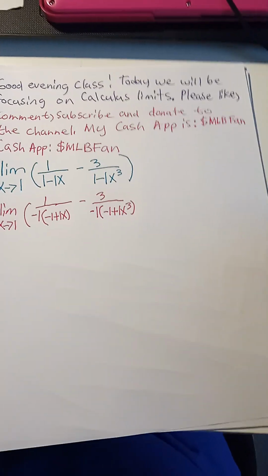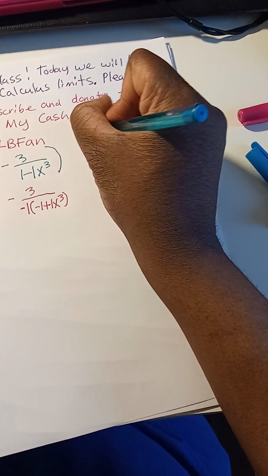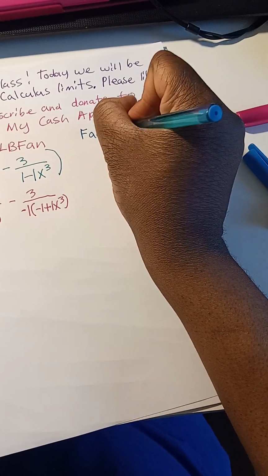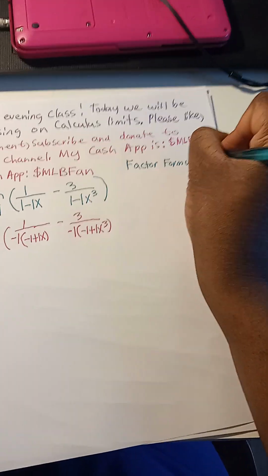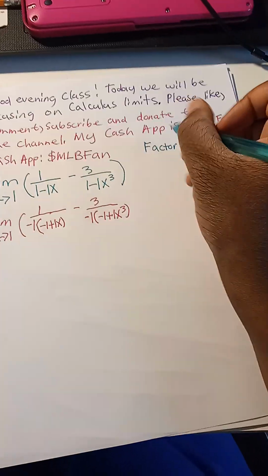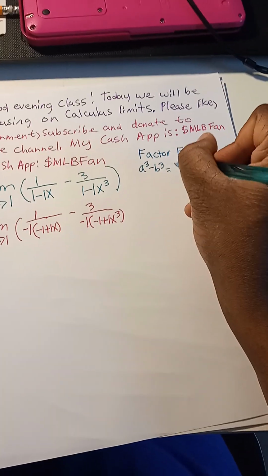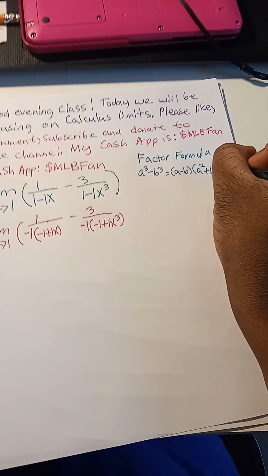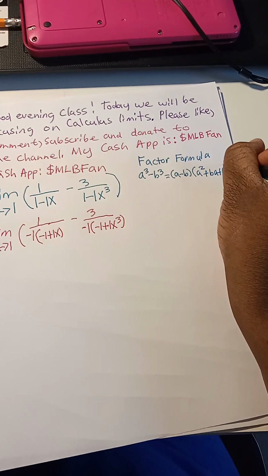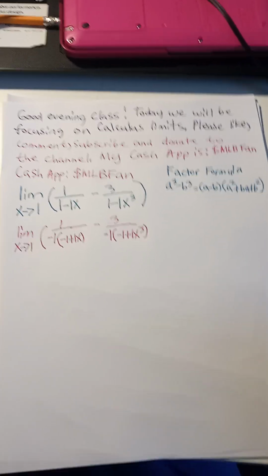Please keep in mind that we have to know factoring formulas. One in particular, here is a factor formula: a cubed minus b cubed is equivalent to a minus b times a squared plus ba plus b squared. This will come in handy later on in the lecture.